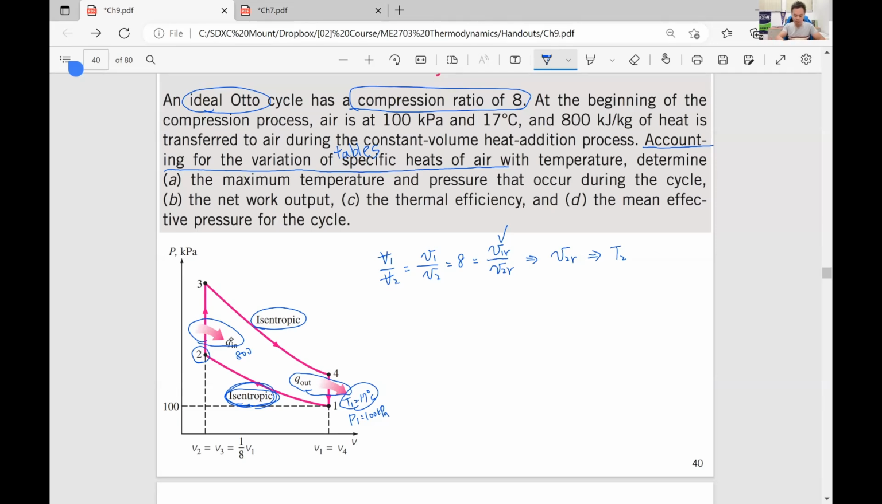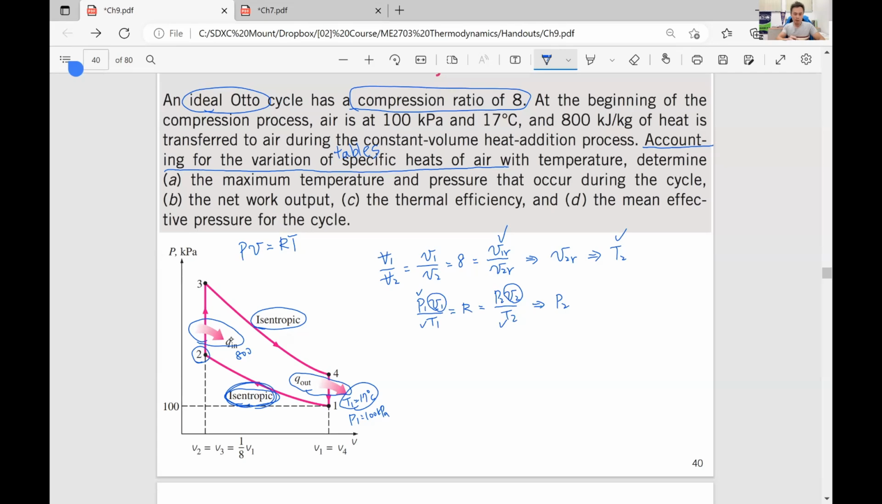Then don't forget about the ideal gas equation, PV equals RT. In this case, P1 V1 over T1 equals R, which should be the same as P2 V2 over T2. P1 and T1 are given. V1 over V2 is given, which is the compression ratio. Now that you have T2, you can get P2. So this is T2, P2.